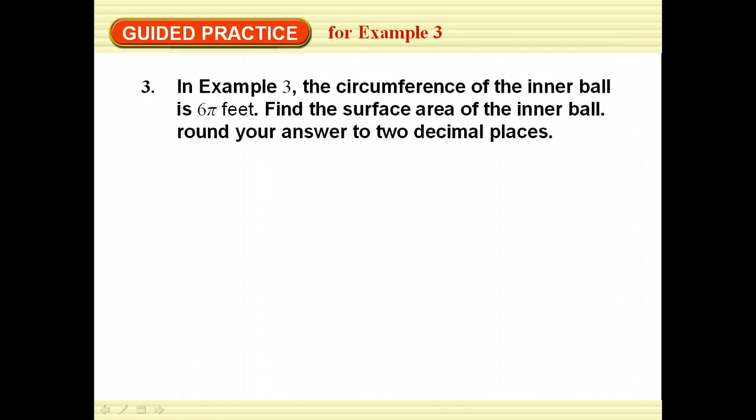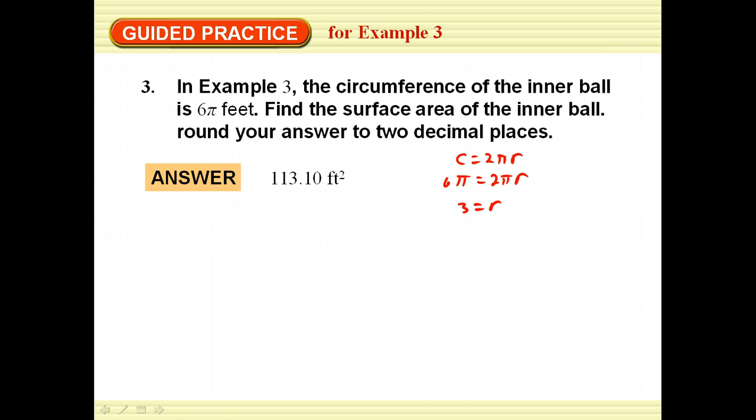In example 3, the circumference of the inner ball is 6 pi, so find the surface area of the inner ball. It would come out to be about 113.10. Now let's see, how did we do that? If our circumference is 2 pi r, so if our circumference is 6 pi, we can divide by 2 pi and we get a radius of 3. So our surface area is 4 pi times 3 squared, which comes out to be 36 pi, or about 113.